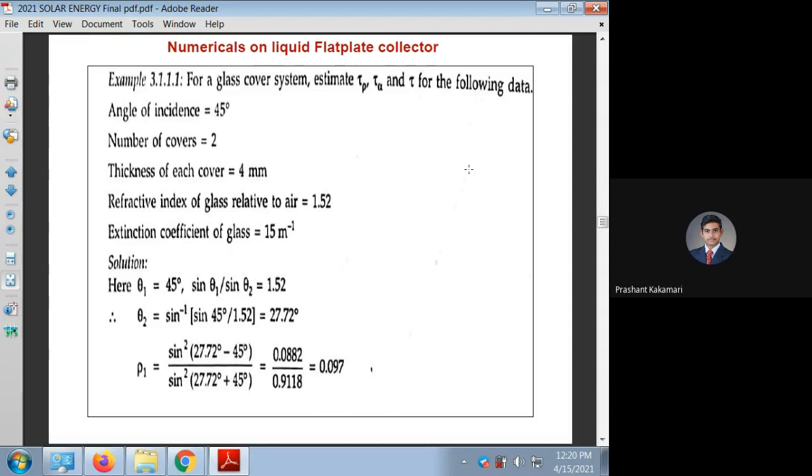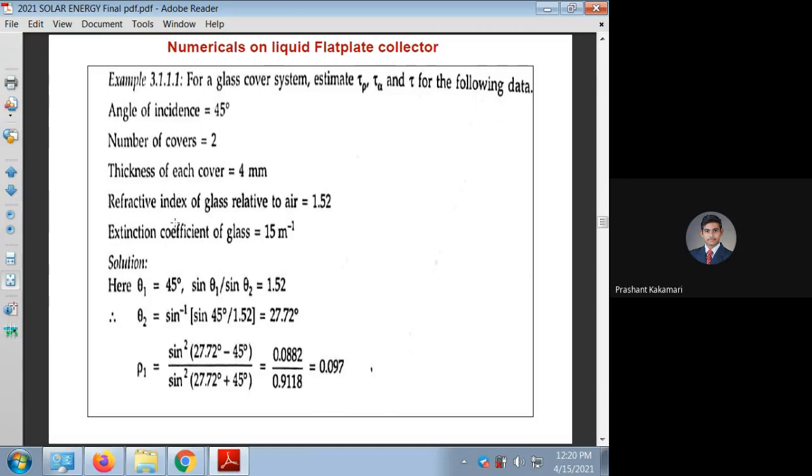Where this thickness value is required, I told you it is in the Claims formula, that is K into delta C. Delta C is the thickness of the glass cover. It is given in mm, but we will take it in meters because the extinction coefficient is also given in meters. So you convert 4 mm into meters: 4 into 10 to the minus 3 meters.